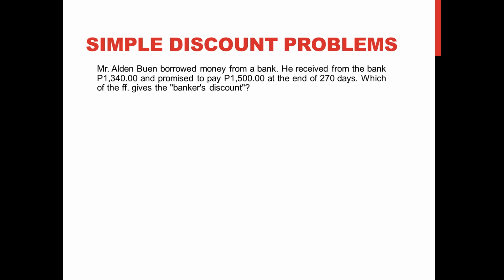So moving on to another problem we have here. Mr. Alden Buen borrowed money from a bank. He received from the bank 1,340 pesos and promised to pay 1,500 pesos at the end of 270 days. Which of the following gives the banker's discount? So as a matter of solution, we need to illustrate the cash flow diagram. On the present time, he acquired a loan of 1,340 pesos and he's gonna pay 1,500 pesos after 270 days.